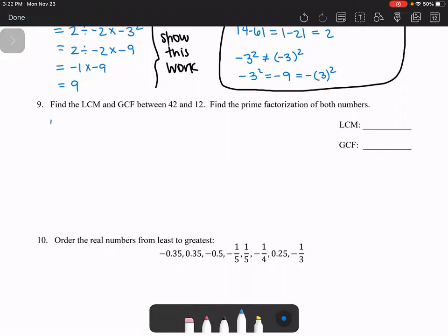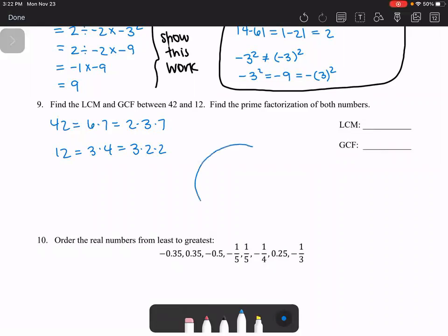So we find the prime factorization of both the numbers. So we know that 42 is 6 times 7, and 6 is 2 times 3. So this is 2 times 3 times 7. And 12 is 3 times 4, which is 3 times 2 times 2. So those are the prime factorizations of both the numbers.